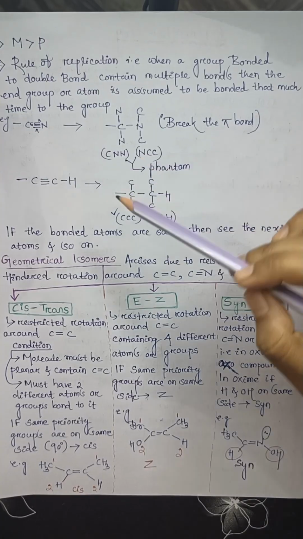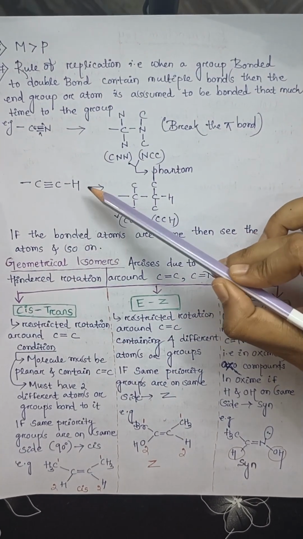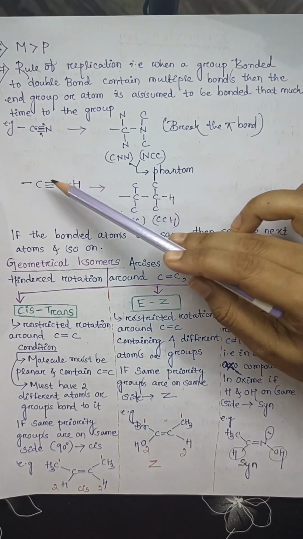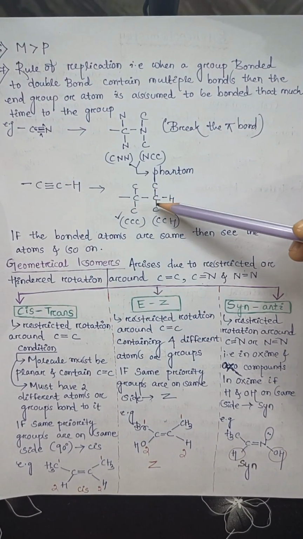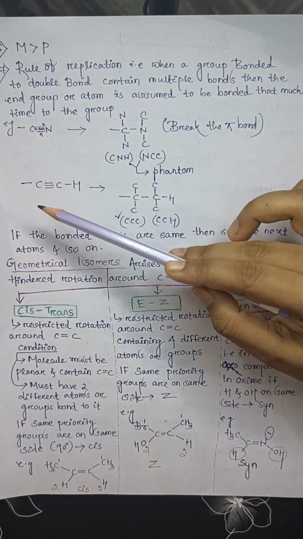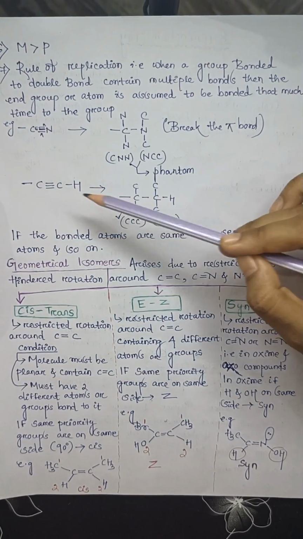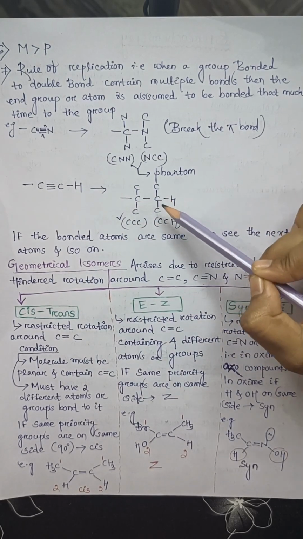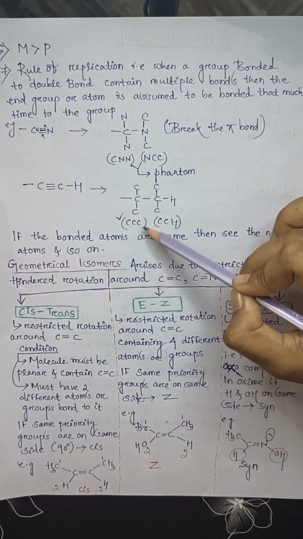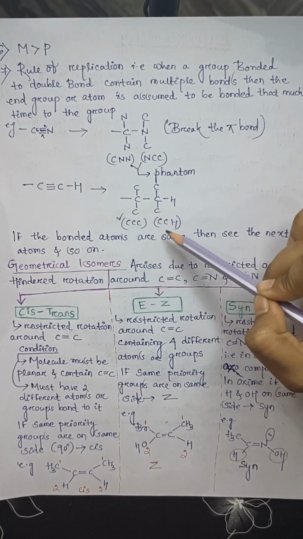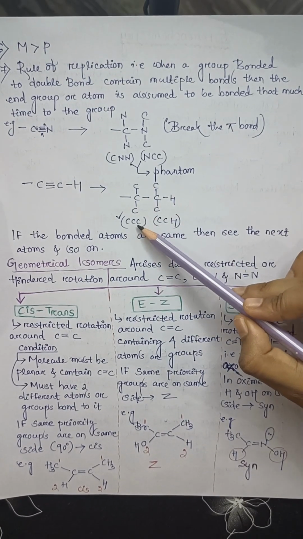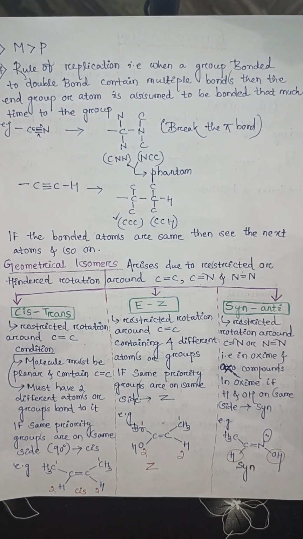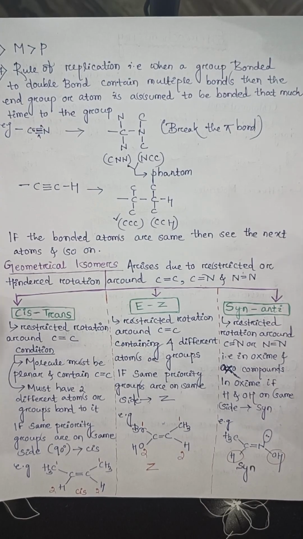These are called phantom atoms. Similarly, here is a C triple bond CH. So we will break the pi bonds. Here there are 2 pi bonds. First we will break 1 pi bond. Carbon will get carbon. This carbon will also get carbon. Similarly, break the second one. Carbon will get the carbon. This carbon will also get this carbon. So here is CC. Here is CCH. Since here is a C, that means carbon has an atomic number more than that of hydrogen. So CCC is preferred over CCH. If the bonded atoms are the same, then see the next atom. If the next atom is also the same, then see the next, and so on and so forth.